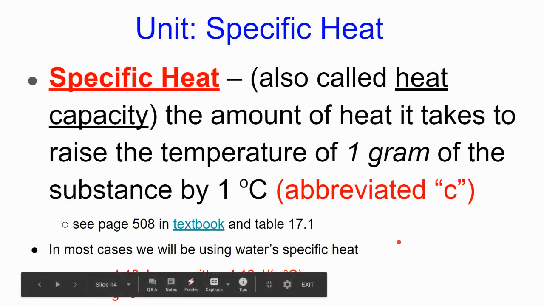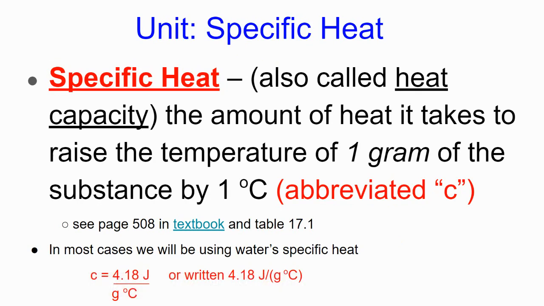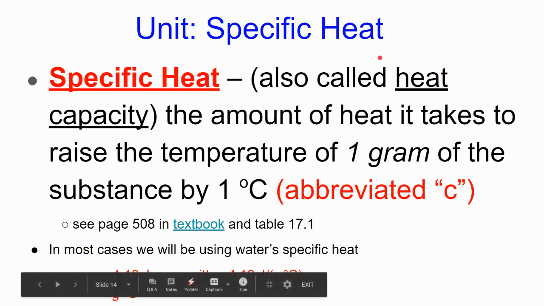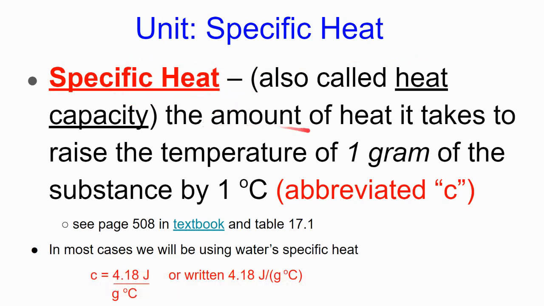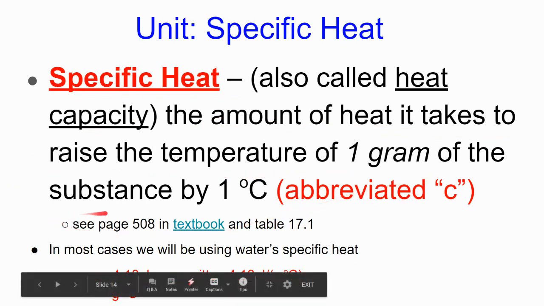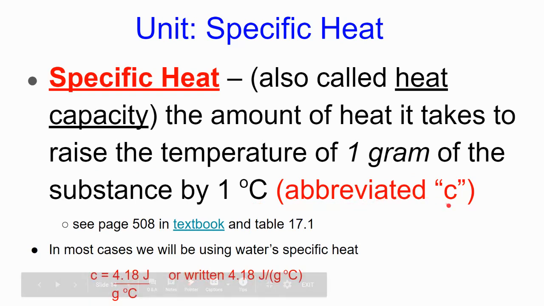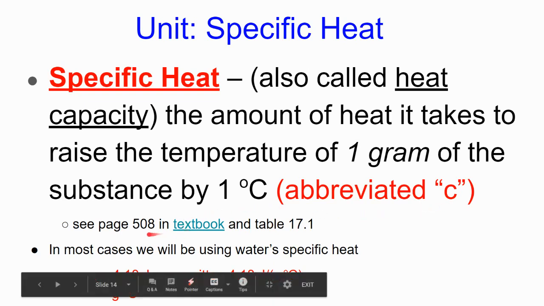All right, let's move on to specific heat. It's the little c in the Q equals mcΔT equation. So we need to understand what that variable is. So specific heat is the amount of heat it takes to raise the temperature of 1 gram of a substance 1 degree Celsius. And it gets that lowercase c variable. Once again, you can look at all this in your textbook. So I linked the textbook page right here.